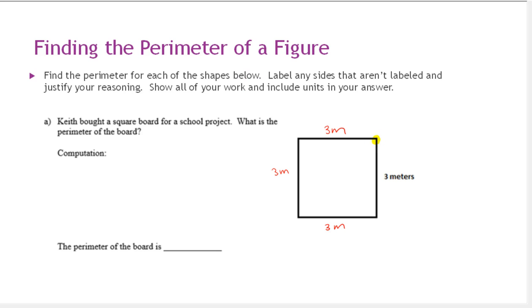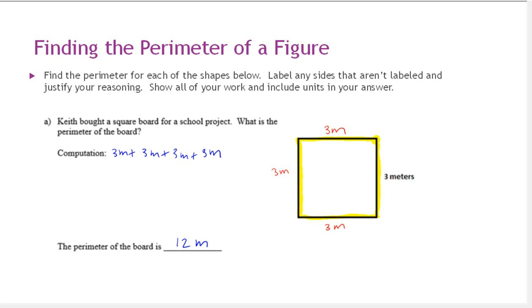Pick a starting point. It doesn't matter where you start. I'm choosing here. And we're going to sum up all of the values. So we have 3 meters plus another 3 meters plus another 3 meters plus another 3 meters to get back to where we started. So the perimeter of the board is 3 plus 3 plus 3 plus 3, which totals 12 meters.